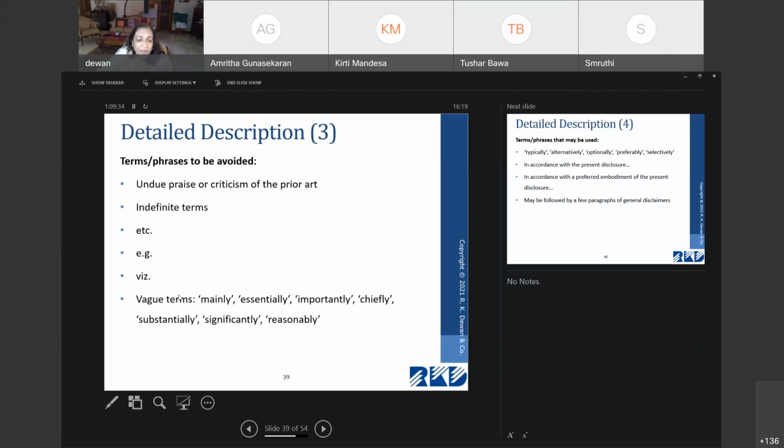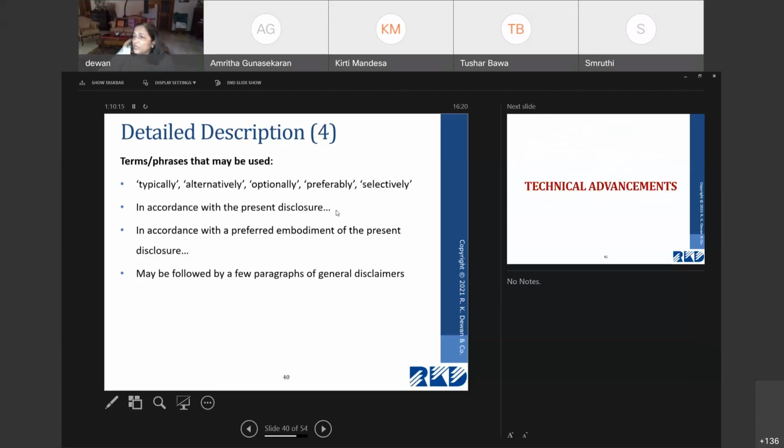Abbreviations and vague terms like mainly, importantly, chiefly, substantially. Sometimes they could really mean something quite different. Terms like reasonably are not defined, they are vague. Finally, when there is an infringement case in court and we are arguing, these words can be used by the lawyer on either side and interpreted in two totally different directions, and sometimes you have long arguments going on over this.